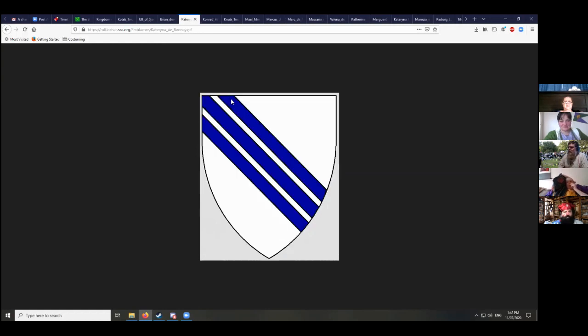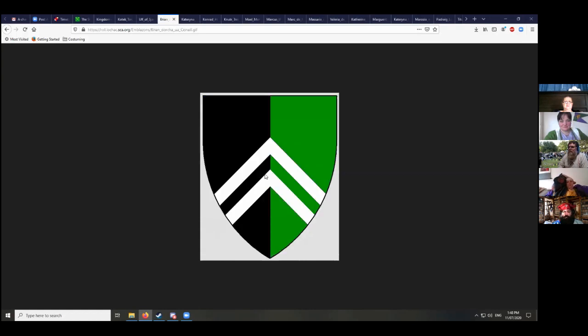Same argument as Katarina. Now Brian's has two chevronels. The chevronel is the diminutive form of the chevron. The chevron is a central ordinary because it's one of the ordinaries. By definition, it's included on the lists. It's about a dozen different ordinaries. And it crosses the center of the field.